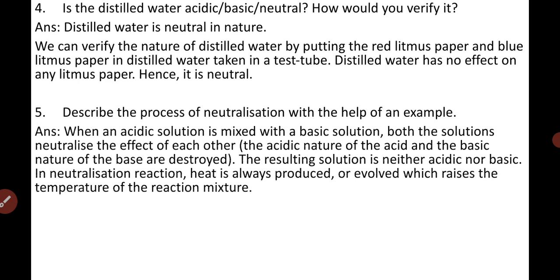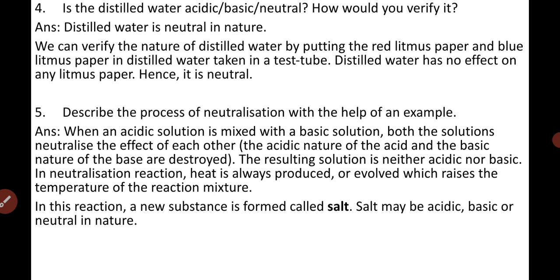In a neutralization reaction, heat is always produced, which raises the temperature of the reaction mixture. If you mix acids and bases with each other, they will cancel the effect of each other, they will neutralize each other, and the temperature of the mixture will be raised. Heat will be produced. Clear?